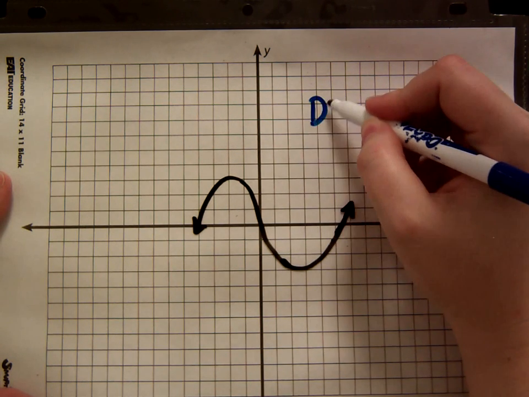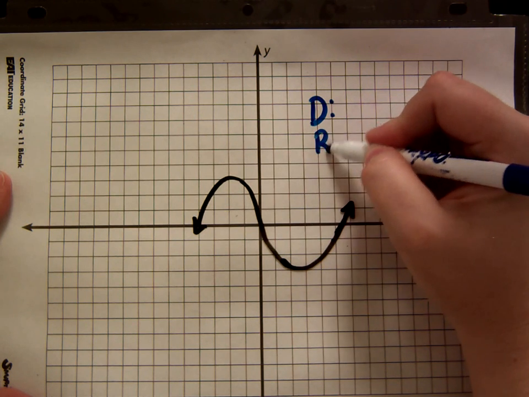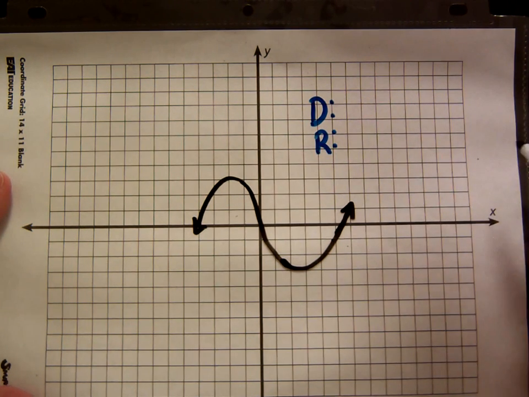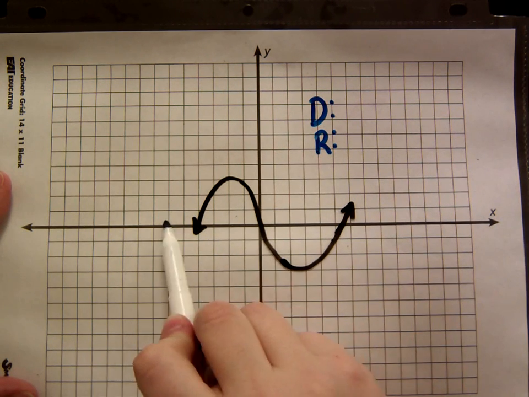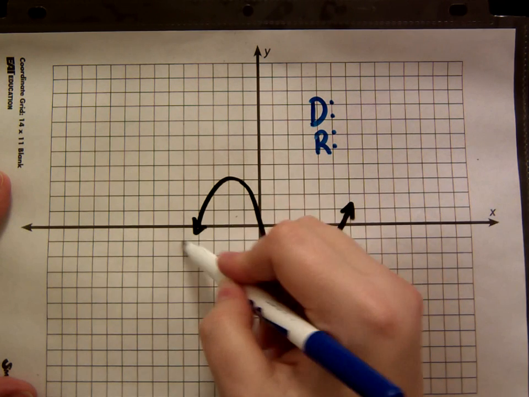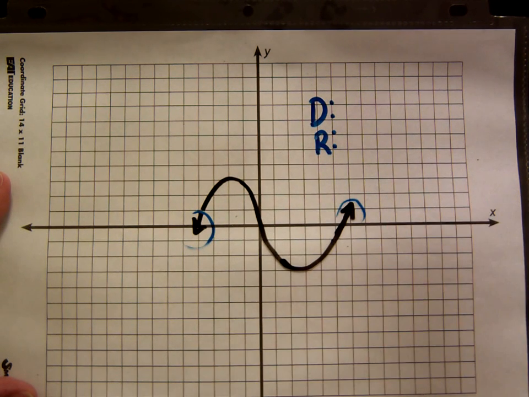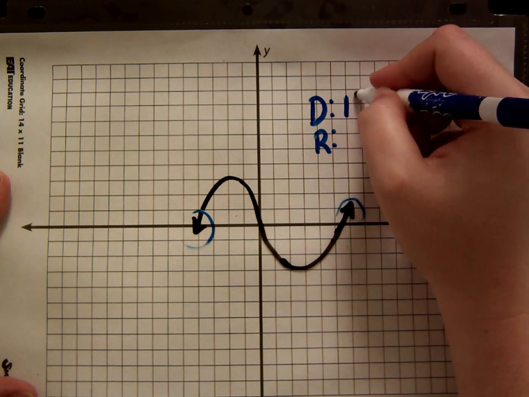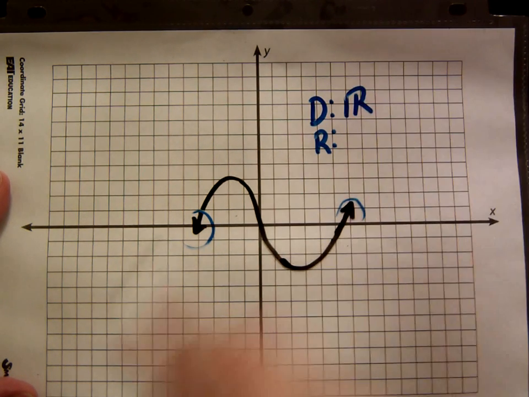What you have to do is when you go and look at your domain and your range, you have to look to see on your domain, is there a limit to how far left it goes or a limit to how far right it goes? If there are arrows, like on this graph, then there is no limit. And my domain is all real numbers.